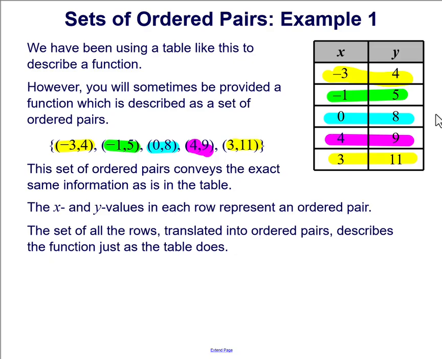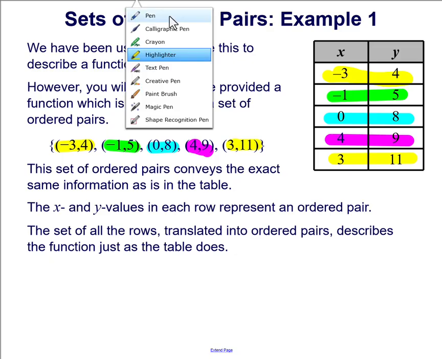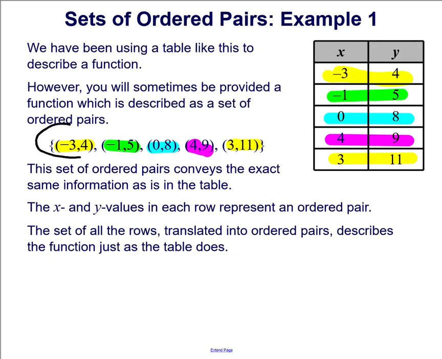So we have taken the values from this table and formed ordered pairs. And then we grouped them together using set notation. They're all grouped together using the curly brackets for set notation. I want to reiterate, this set of rows translated into ordered pairs describes the function just as the table does. Two different ways to represent the same thing.